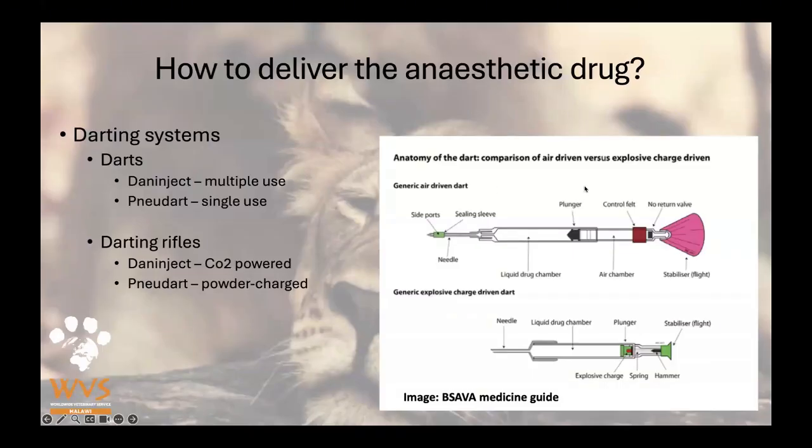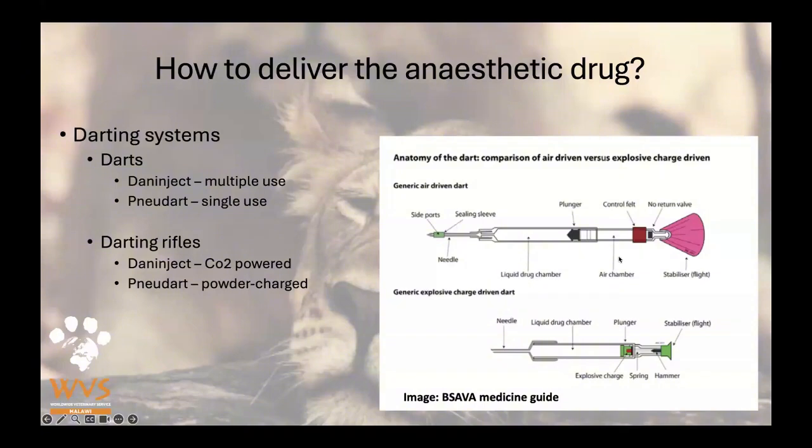There are a lot of steps to make up the dart. You have a drug chamber where you fill in the drug. Then you fit the needle. You need to choose the appropriate needle size. For example, for lions, we usually use a 3 centimeter long needle, diameter 1.5 to 2 millimeter. So you put the needle on. It has side ports to deliver the drug into the animal on impact. The side port needs to be covered with a sleeve.